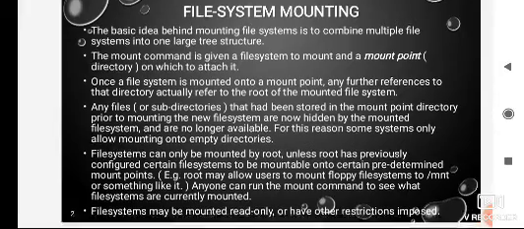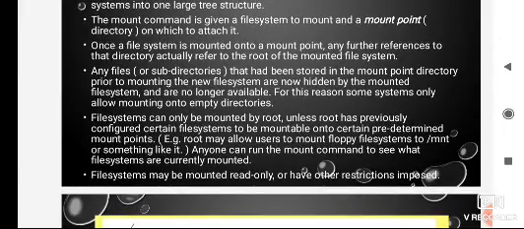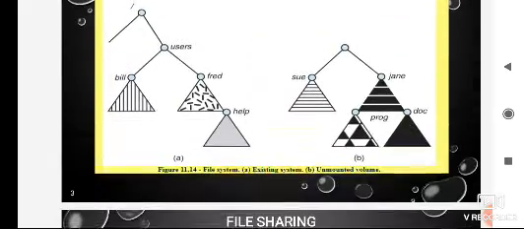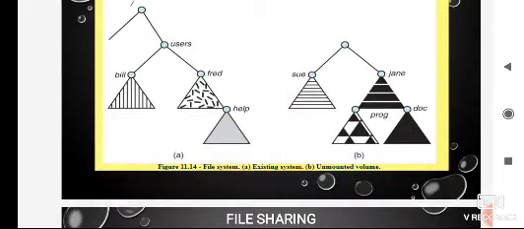File systems can only be mounted by root, unless root has previously configured certain file systems to be mountable onto certain predetermined mount points. Anyone can run the mount command to see what file systems are currently mounted. File systems may be mounted read-only or have other restrictions imposed. So this is the structure of mounting.